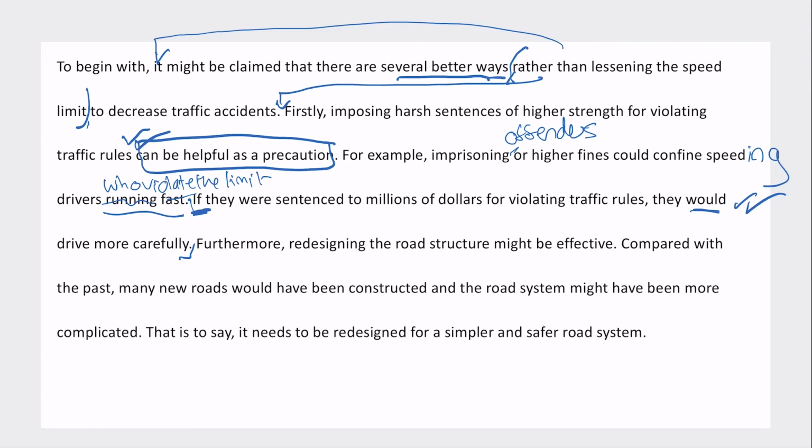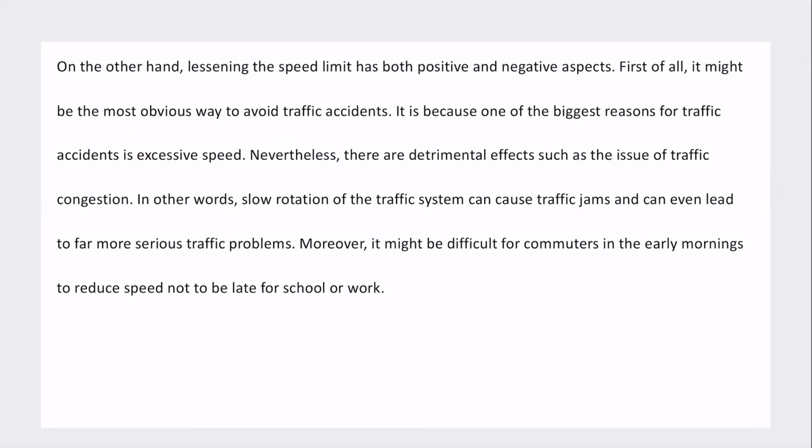Yeah, I think this is a really great paragraph. We've got one odd choice of vocabulary here, but other than that, I think a really, really great first paragraph. Second paragraph. On the other hand, lessening the speed limit has both positive and negative aspects. First of all, it might be the most obvious way to avoid traffic accidents. It is because one of the biggest reasons for traffic accidents is excessive speed.